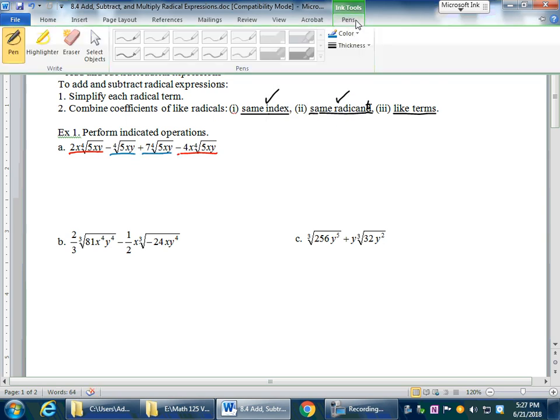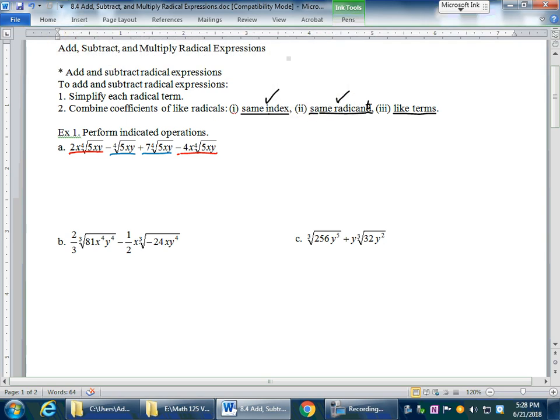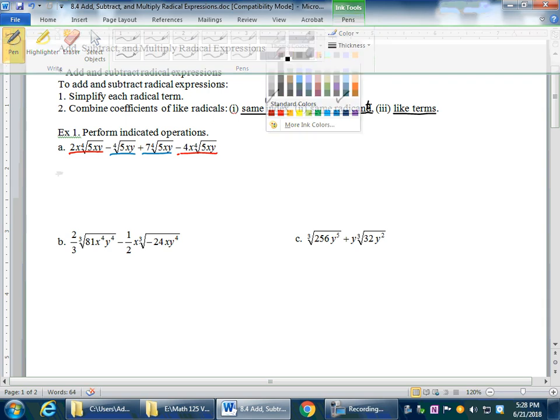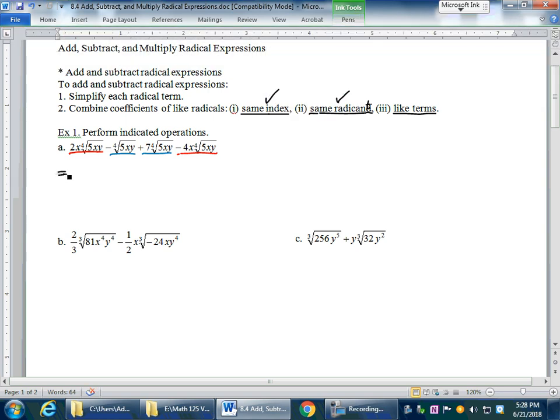So now that we notice which are the like radicals, we can combine their coefficients. So combining coefficients, 2 minus 4, which will give me negative 2x fourth root of 5xy. And then combining the two middle terms, negative 1 plus 7, which will give me plus 6 fourth root of 5xy. And this will become my final answer.